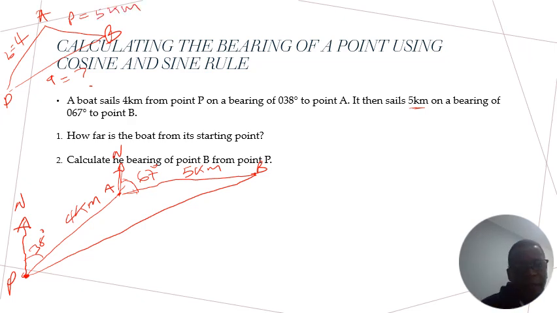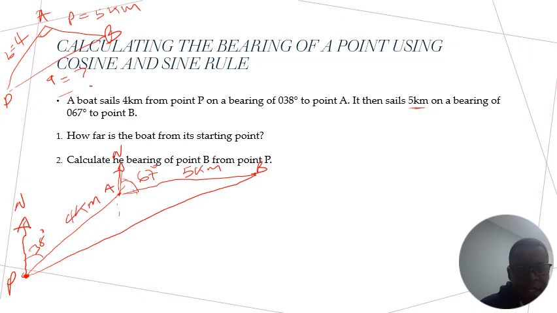So they want us to find a. If we know one of the angles, which we can find from the figure here, in this case the angle at A, then we can use the cosine law to determine PB, which is the distance of the boat at B from point P. So, for us to find that angle, we need to know our geometry.